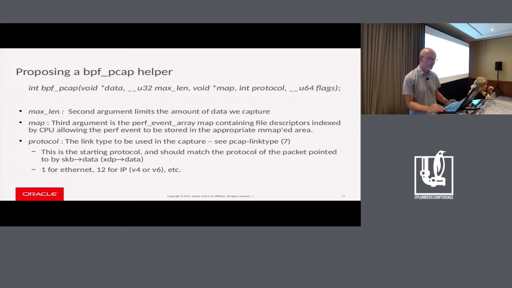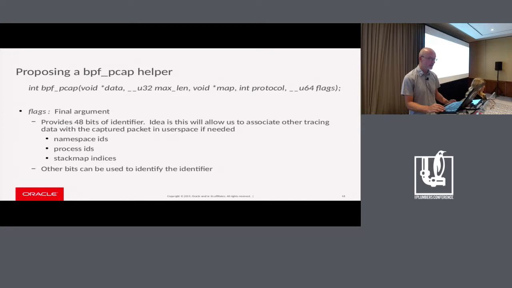And then the protocol is important, because if we're moving to this more dynamic model, we need to tell libpcap what the starting protocol we're dealing with is. So if we're going down through the networking stack, we may not have appended a layer 2 header yet, so we need to tell it we're capturing at the IP layer. So that starting protocol is very important. The values for that are the same values that are used in libpcap, and there's a pcap link type manual page you can look up to see what those are. There are values for layer 2 for Ethernet, values for raw IP, which can be IPv4 and IPv6, etc.